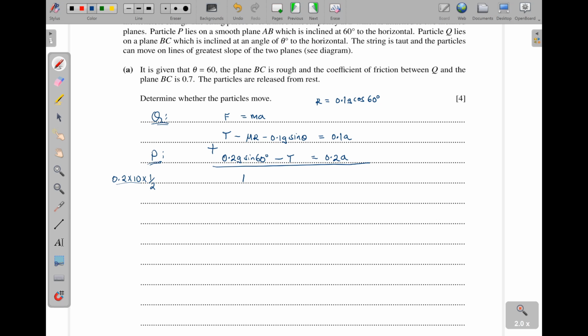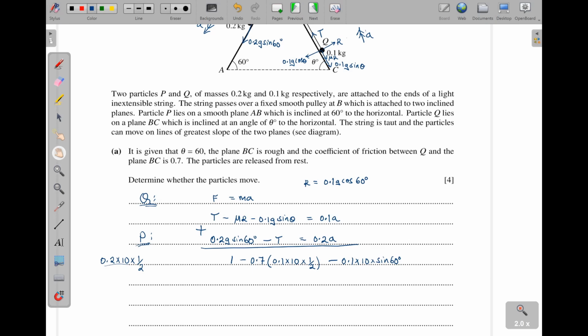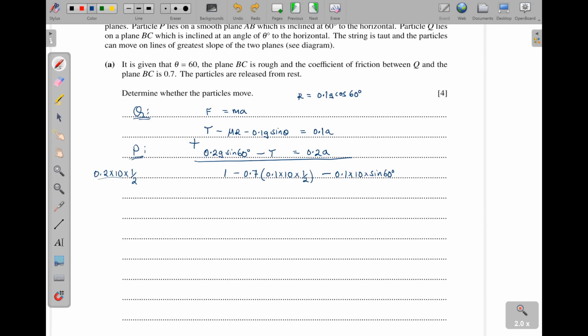Then mu is given as 0.7, so we shall have minus 0.7 times R, where R is 0.1 times g, then cosine of 60, which is a half. Then there is minus 0.1 times 10 times the sine of theta, which is sine of 60, because theta was given as 60. That sine of 60 is for Q. This will be equal to 0.1 plus 0.2, which gives us 0.3 A.